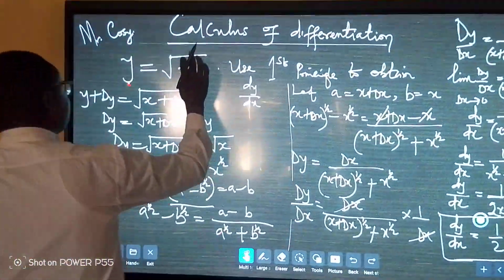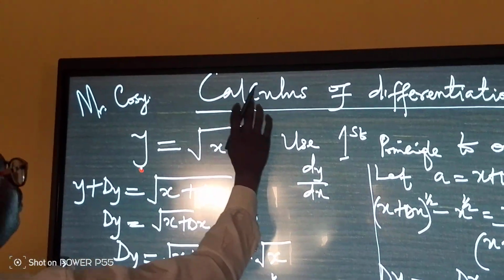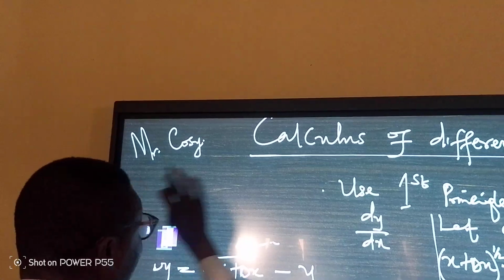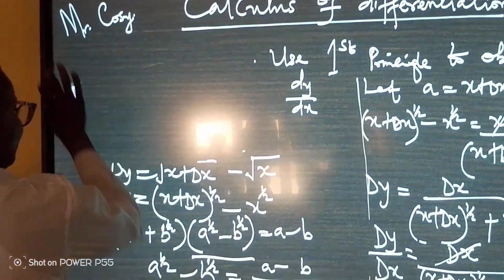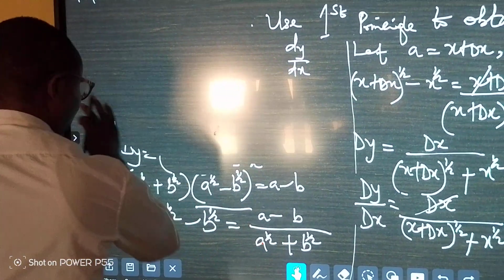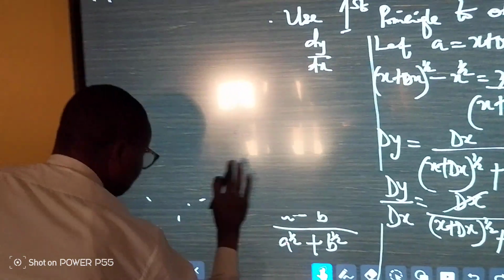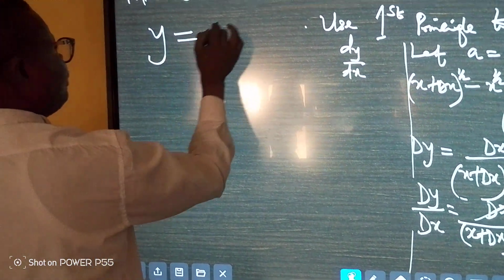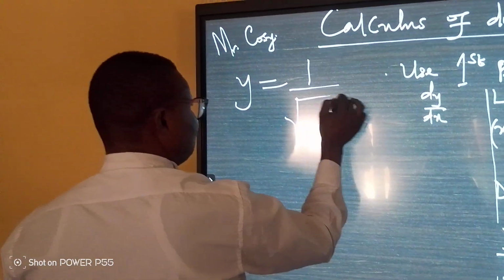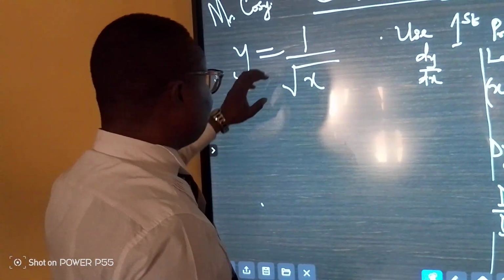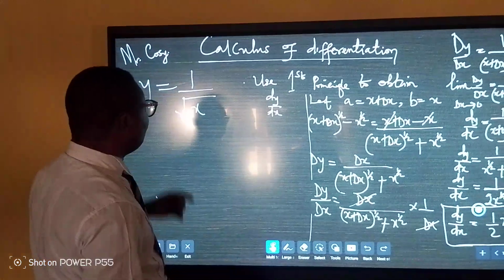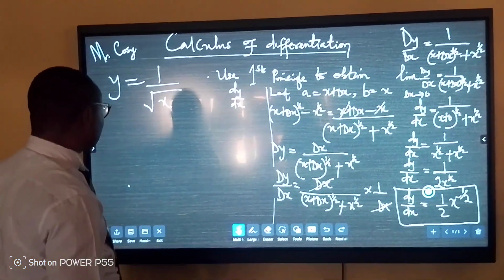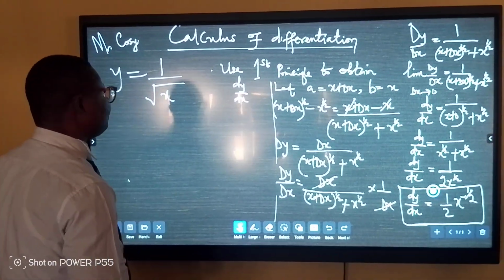Now follow us in the next class where we are going to differentiate. In the next class, we are going to find the first derivative, in other words the rate of change, of y equals 1 over root of x. So in the next video, we are going to see how we use first principle to actually find the derivative of y equals 1 over square root of x.